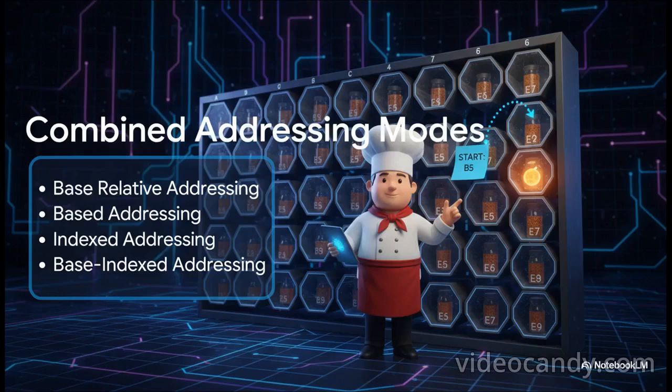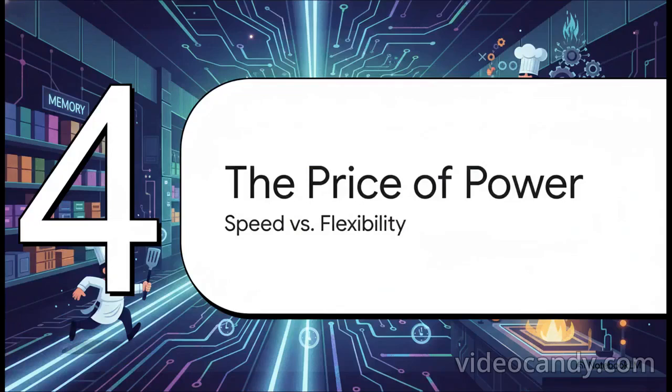We won't go too deep here, but architects have come up with all sorts of clever combined modes. Imagine a recipe that says, go to the shelf number written on the note, then go 3 shelves up and 2 to the right. By combining a base location with some kind of offset, these modes are absolutely essential for efficiently working with complex data, like a big table of information.